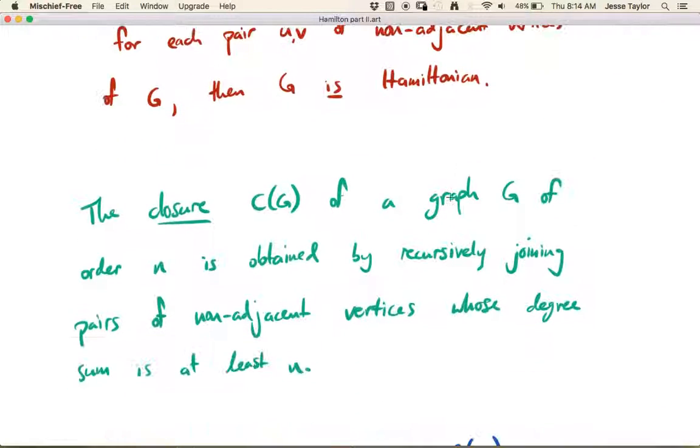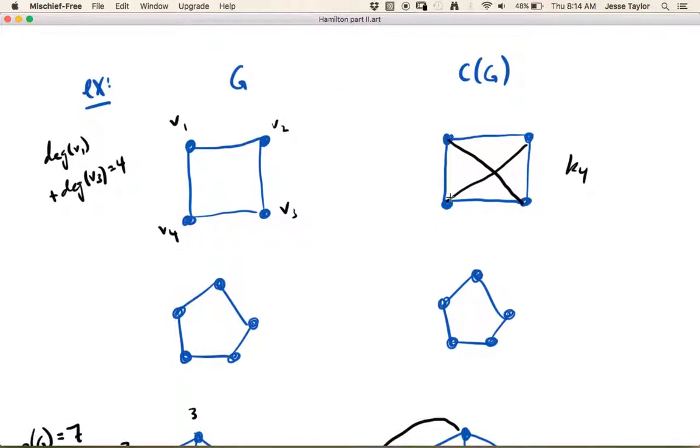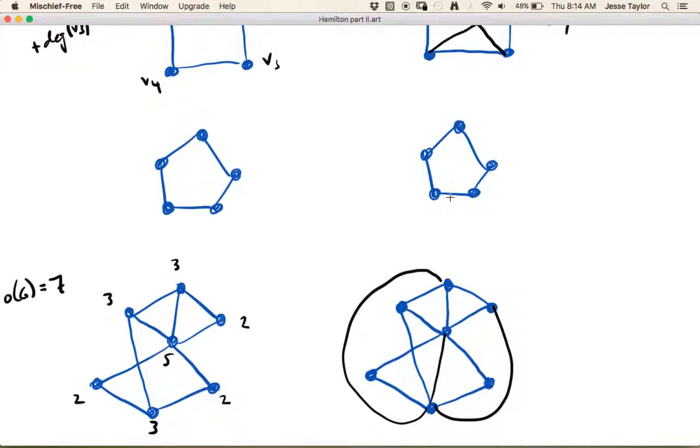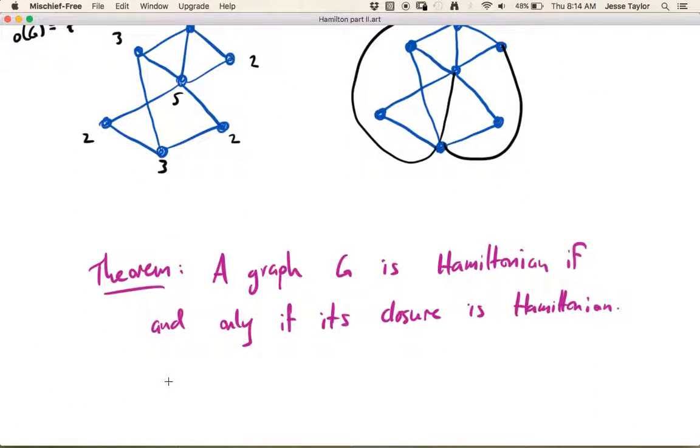So this operation of a closure, you need to know how this works. So if you need to go and rewatch these examples, that's fine. And then this theorem gives us a nice clue for when something is Hamiltonian, because it can be easier to find a Hamilton circuit in the closure of a graph than in the graph itself. So this wraps up our discussion of Hamilton graphs.